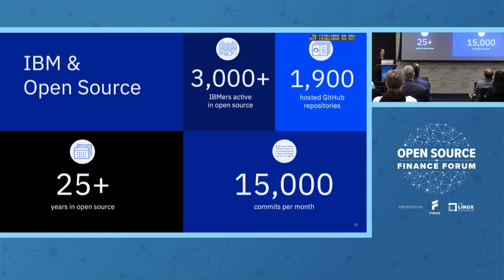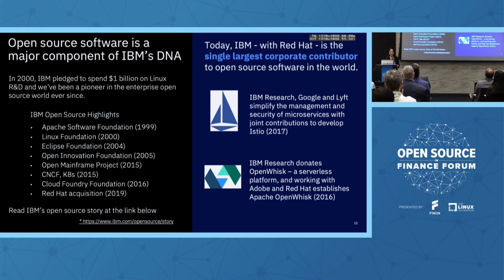Okay, so how could open source help? Again, I work for IBM. IBM is really serious about open source. Here are some numbers. You can see, we are 25 years plus in open source. There are over 15K commits every month. And we don't stop there, right? Open source software is really a major component of IBM's DNA. And IBM and Red Hat, we're the largest corporate contributor to the open source community.